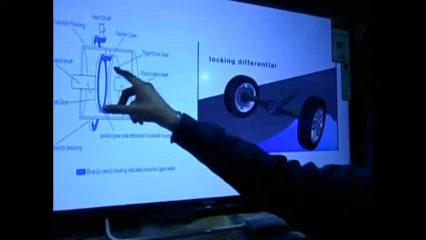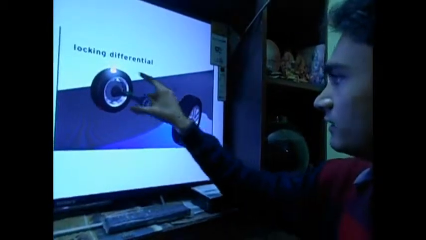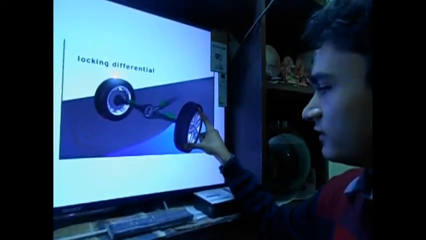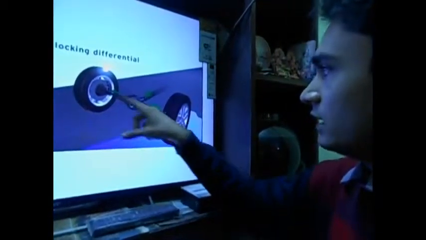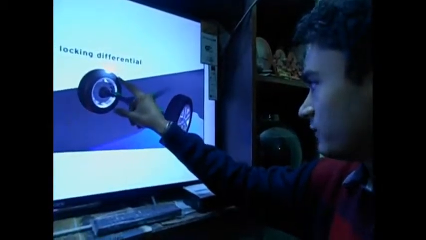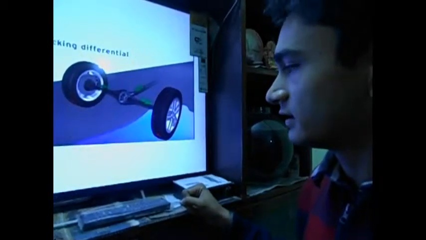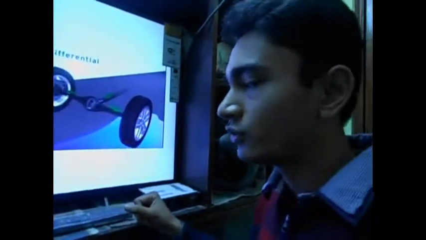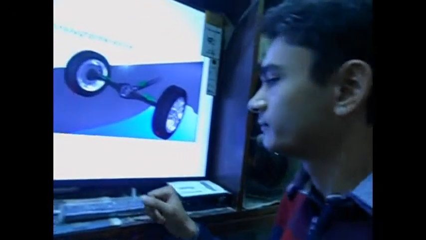If they turn at the same speed, in this situation for example, this wheel will turn at the same speed as this, regardless of the lesser resistance which this wheel has. If this wheel turns at the same speed, then the vehicle can move out of this puddle without difficulty. This is especially used in off-road vehicles where negotiation of terrain is much more difficult.